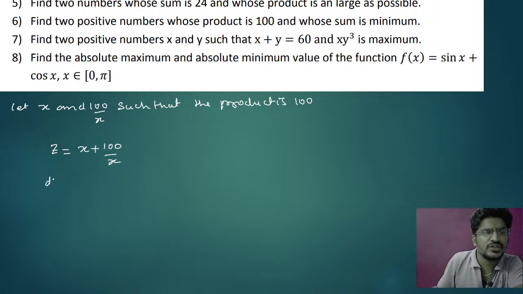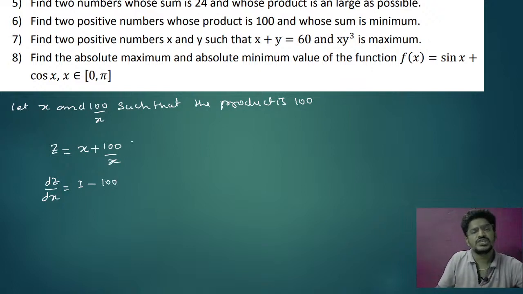So now you can differentiate it. dz by dx will be equal to differentiation of x, which is 1. And here 100 you have, no problem. Differentiation of 1 by x is minus 1 by x square. Okay. Again you have to differentiate it.